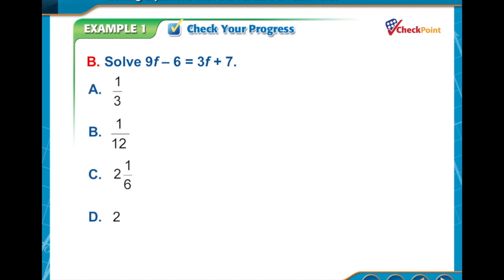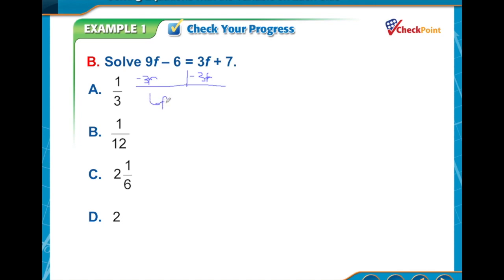For 1B, we want to solve this whole thing here. Our variable this time is the letter F, and it's on both sides of our equation. So let's move our F's to the left side. We want to get them all together. The way I can do that is by subtracting 3F from both sides. Take away 3F from both sides. So 9F minus 3F, what's that going to give me? 9 minus 3 is going to be 6F.